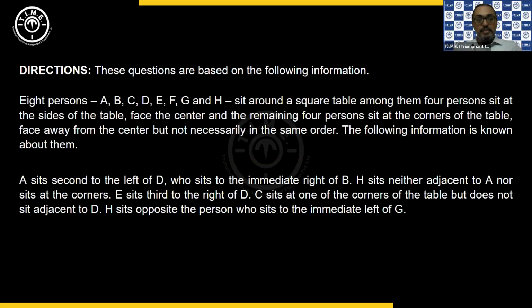The next: we have 8 persons sitting around a square table. Among them, 4 sit in the sides facing the center. The remaining 4 sit in the corners facing away. So take this also as practice. Have a screenshot of the question, sorry, the information.